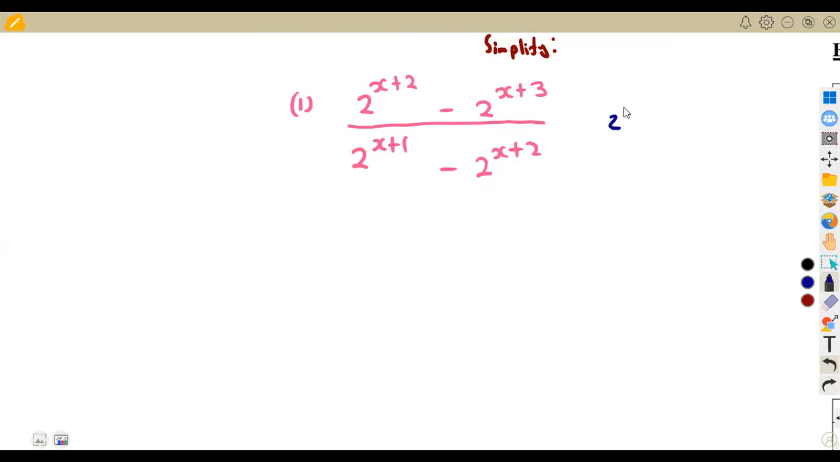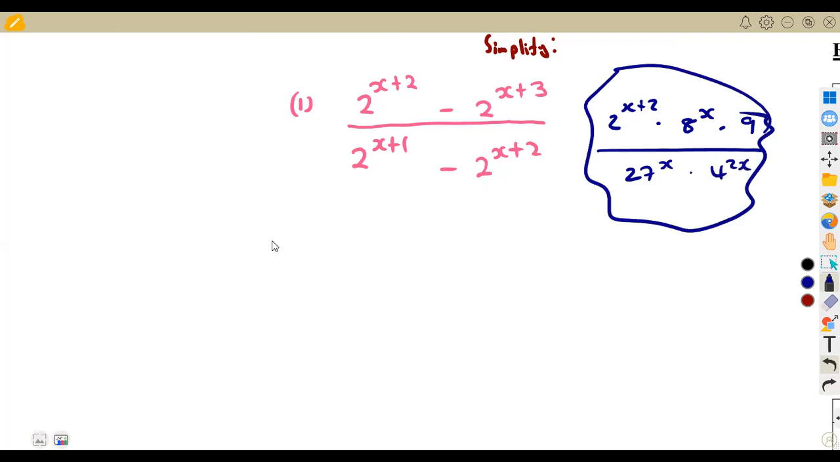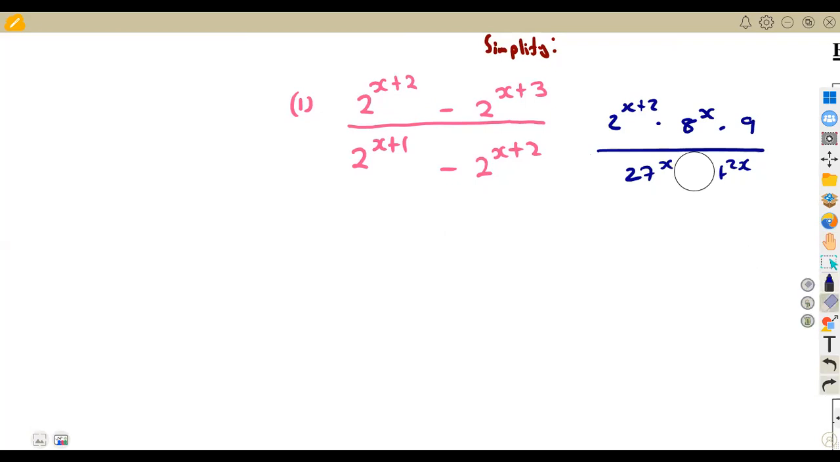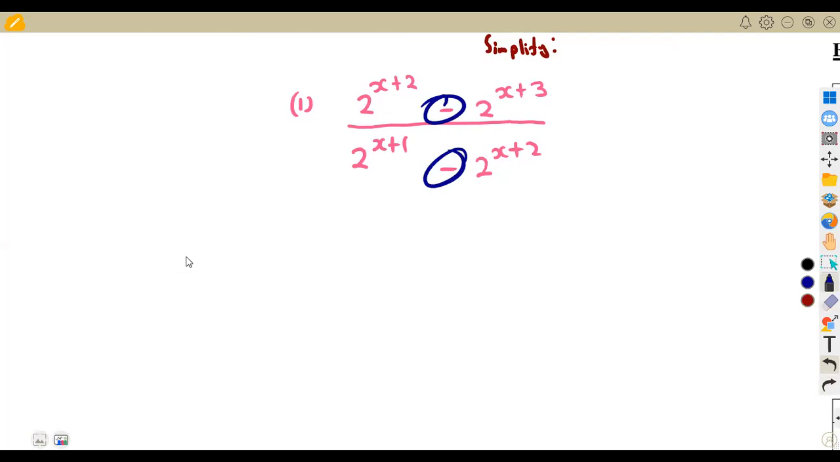In the previous case, it was a multiplication where we just had to write as prime figures. It was maybe 2 to the exponent of x plus 2 times 8 to the exponent of x times 9 over 27 to the exponent of x times 4 to the exponent of 2x. That was a multiplication, which is totally different now, because here we are subtracting. So when you're given something of this nature, think of separating your terms. Think of factorization.